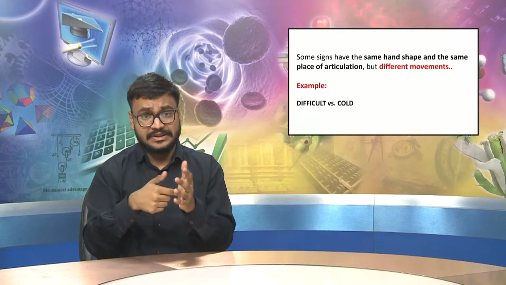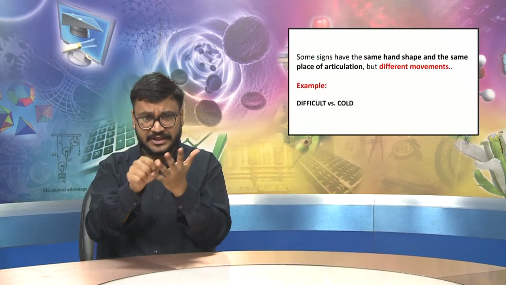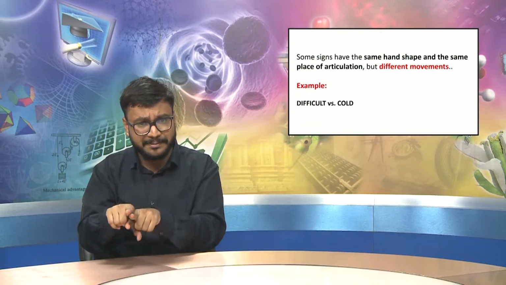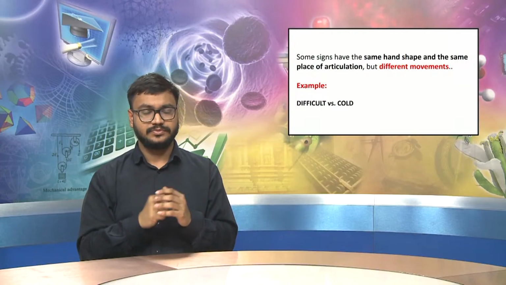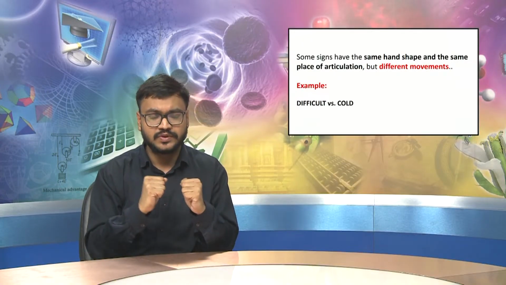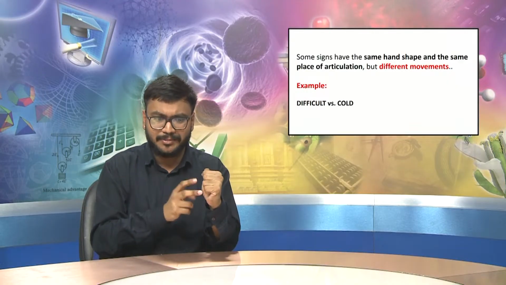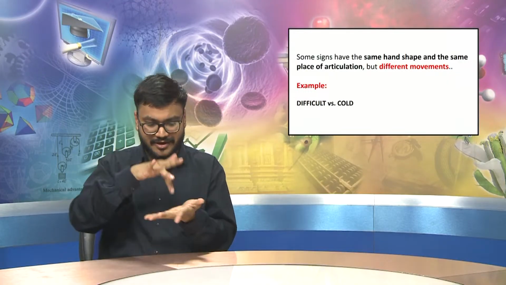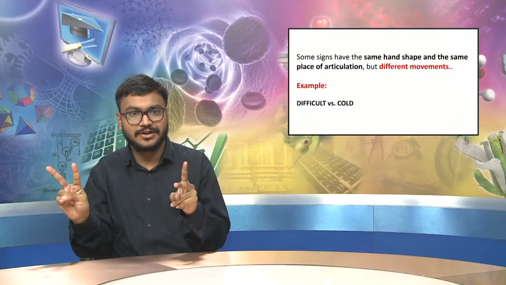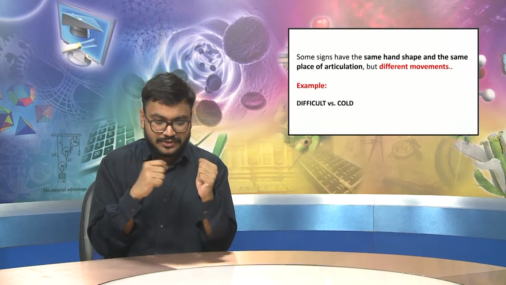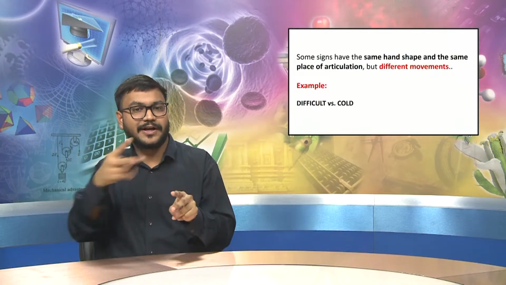Some signs have the same handshape and the same place of articulation but different movement. For example, difficult and cold. In these signs, the handshape and the place of articulation are the same, but the movement is different.